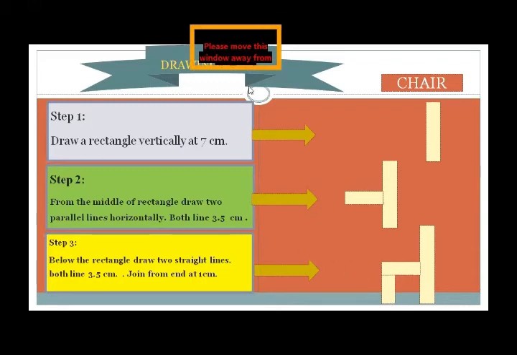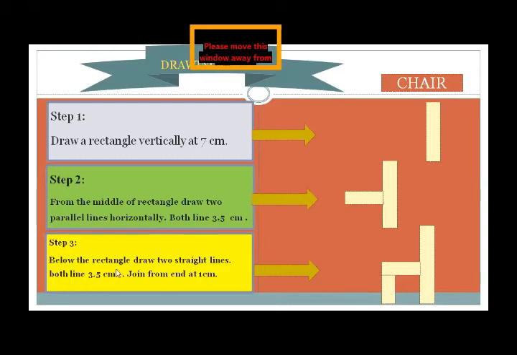Drawing steps of chairs. Step number 1, draw a rectangle vertically at 7 centimeter. Got it? Step number 2, from the middle of the rectangle, look at this. This is the middle of the rectangle. Draw two parallel lines horizontally. It means you will draw one more rectangle. Both lines 3.5 centimeter. Got my point? These both lines will be 3.5 centimeter.